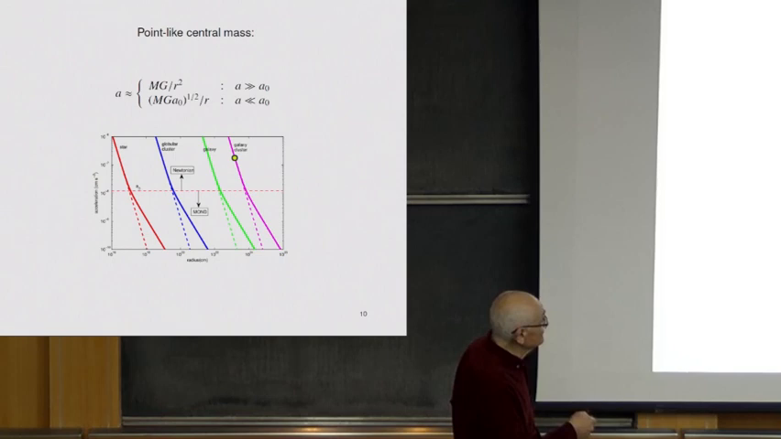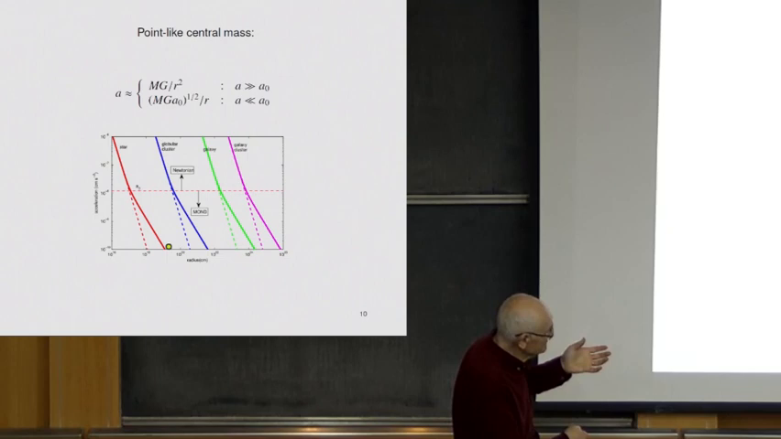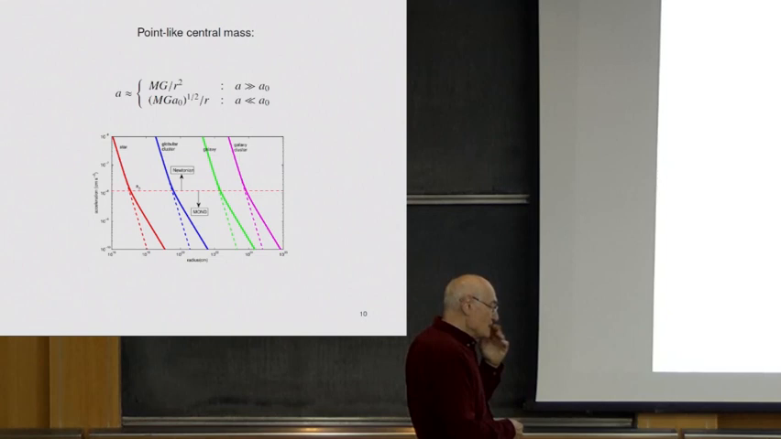What happens? When you are near the mass, the force is just Newtonian, so it goes down like 1 over r squared. Then it reaches a certain radius, and it breaks into another behavior, which is like 1 over r. This results from scale invariance. You can easily convince yourself. Maybe I'll explain this for a minute.